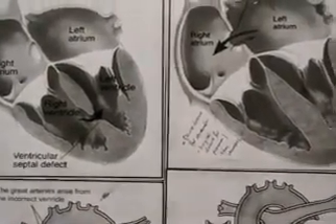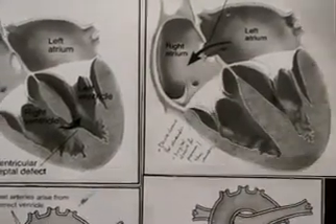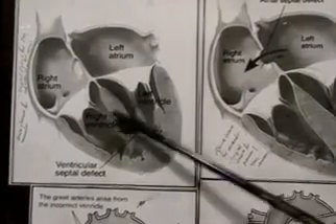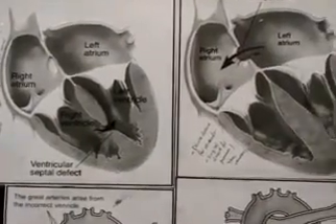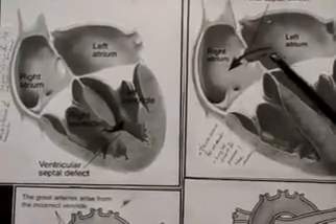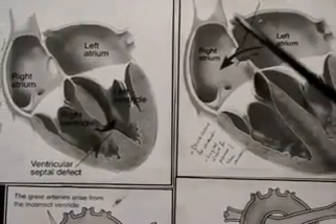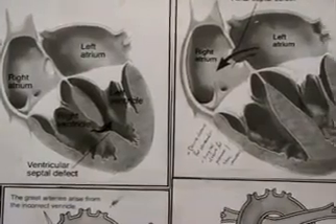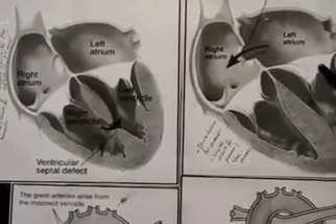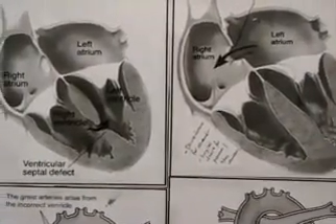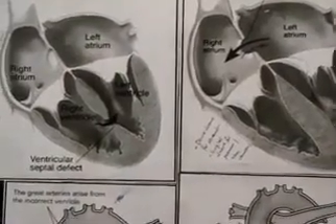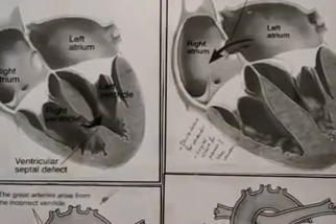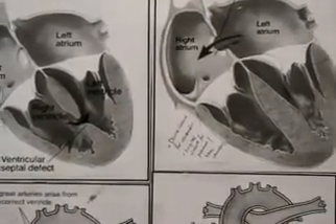Cyanotic defects, on the other hand, involve right to left shunts, the opposite direction. You can have this again at the level of the atrium or the level of the ventricle. The reason these right to left shunts are cyanotic is because the deoxygenated blood from the right side gets to the left side, and then the left side pumps that deoxygenated blood together with the oxygenated blood to the body. So you have mixed blood going to the rest of the body, and that mixed blood has a lower oxygen saturation than normal, and so you become cyanotic.